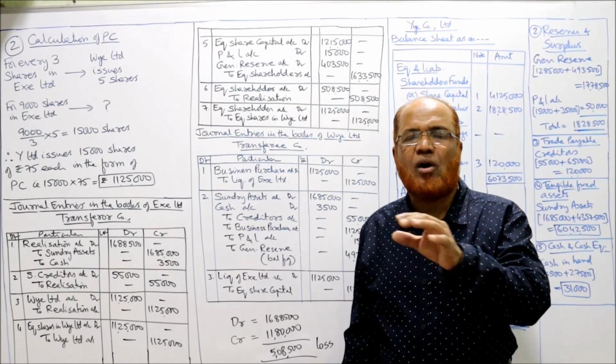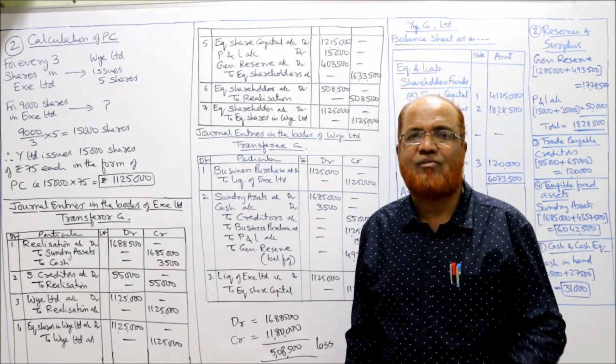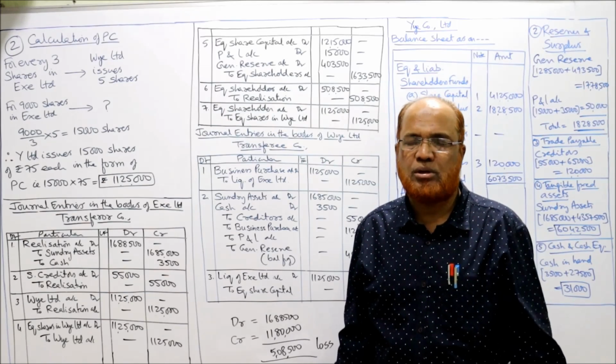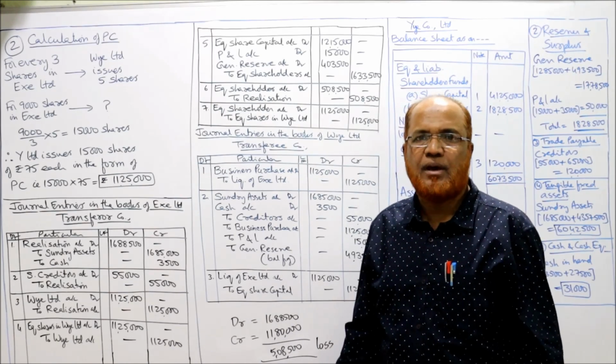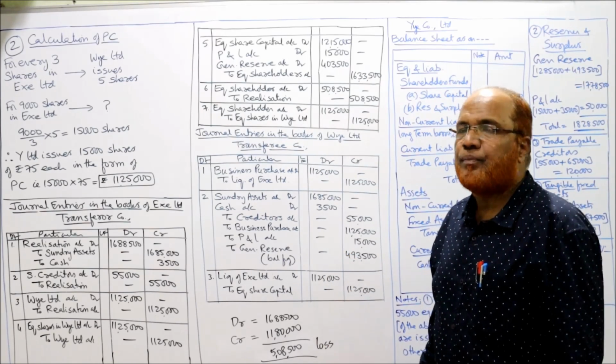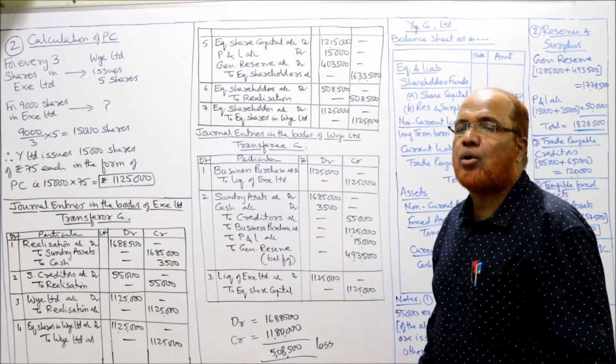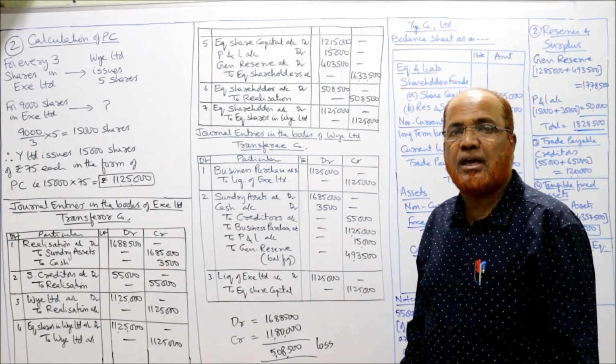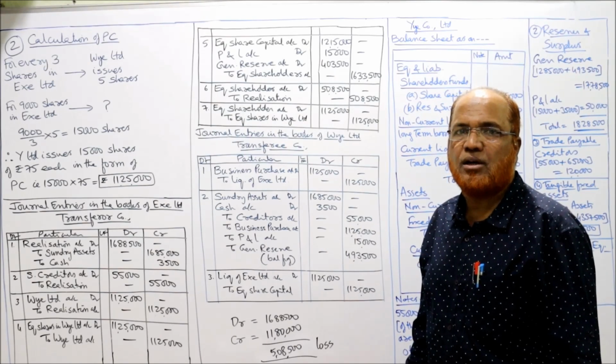After passing this entry, all the accounts in the books of X limited will get closed. Transferor company बंद हो गई. अब देखिए करेक्ट करे या नहीं करे, you can confirm it. How to confirm? The equity shareholders account should get closed.